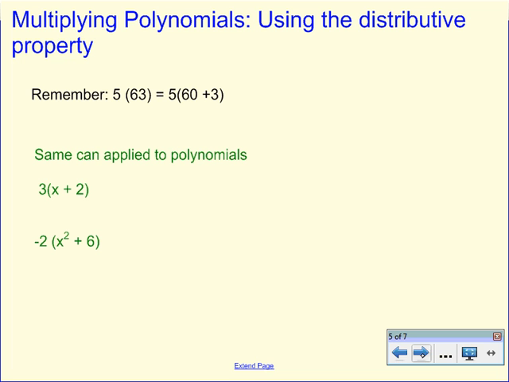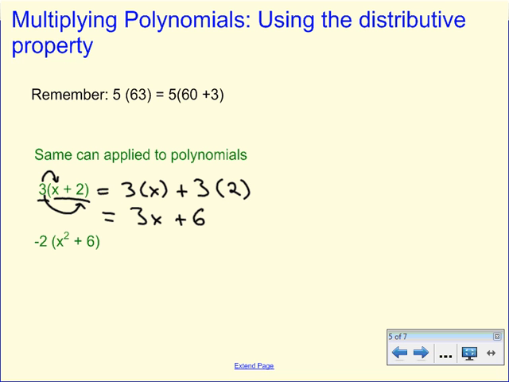So I can apply the same kind of distributive property principle to here. So if I have 3 multiplied by the binomial x plus 2, well, I'm going to multiply 3 by x, and I'm going to multiply 3 by 2. So this is going to be 3 multiplied by x plus 3 multiplied by 2. In the end, I'm going to get 3x plus 6. So I multiply whatever is outside the brackets by whatever's inside the brackets.